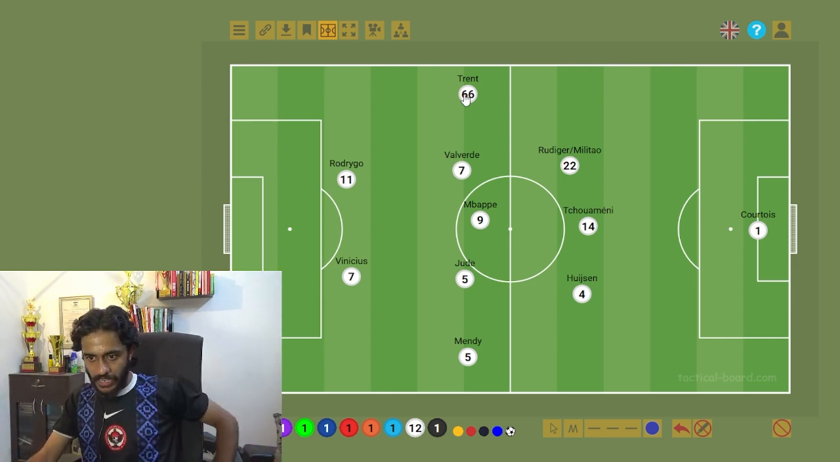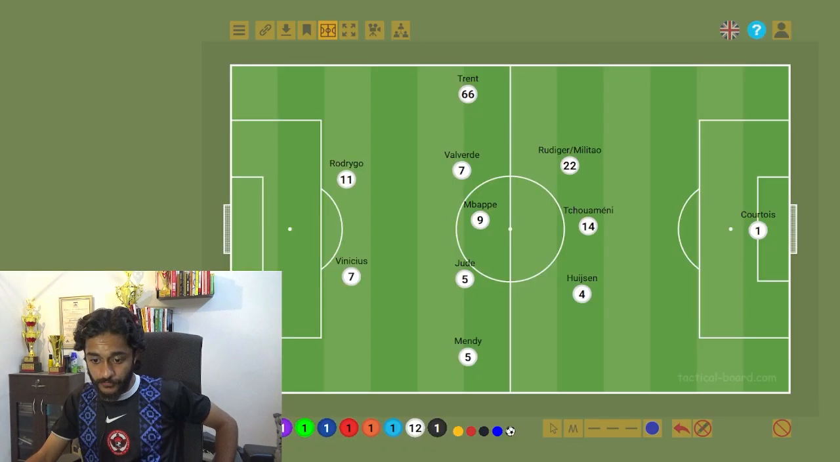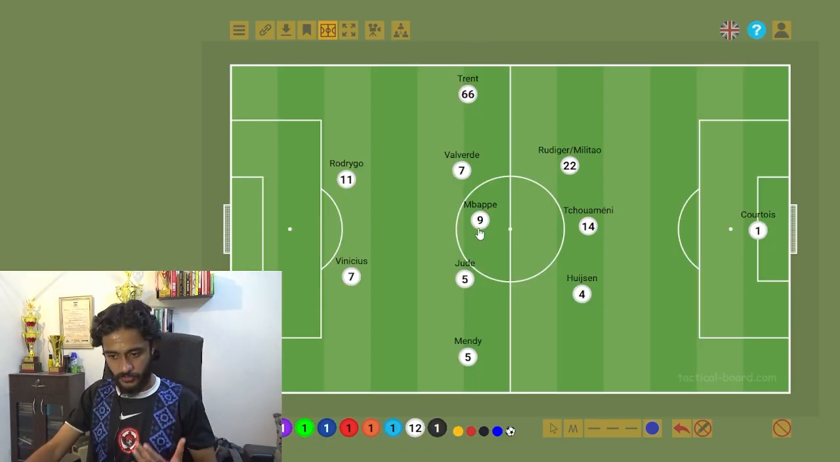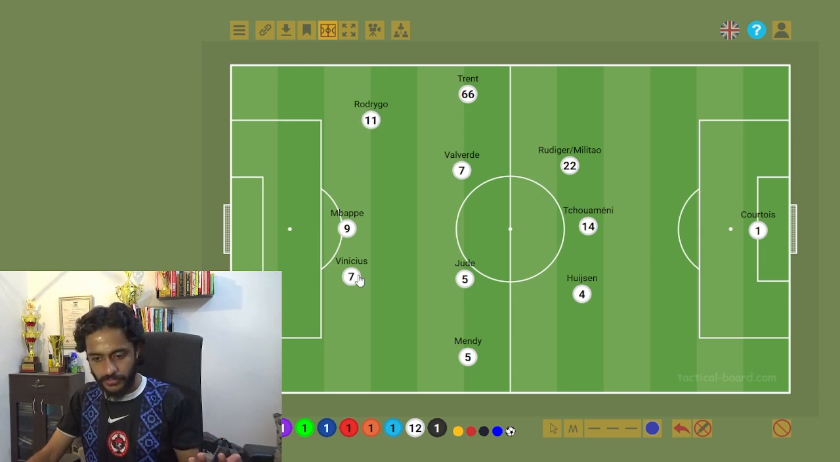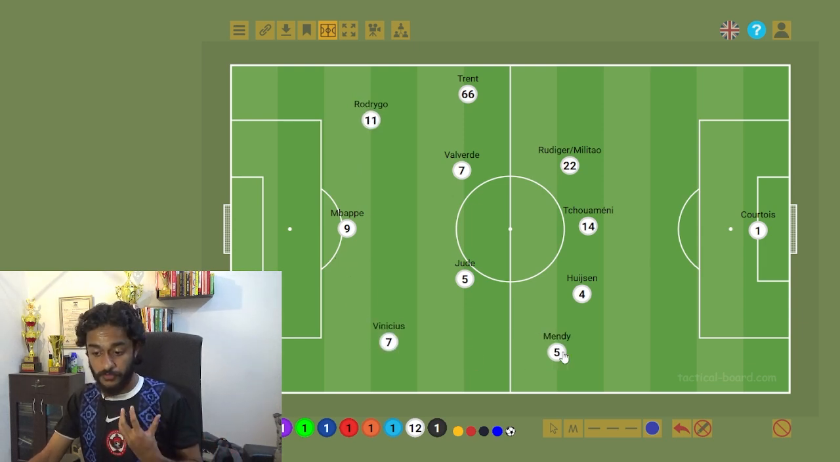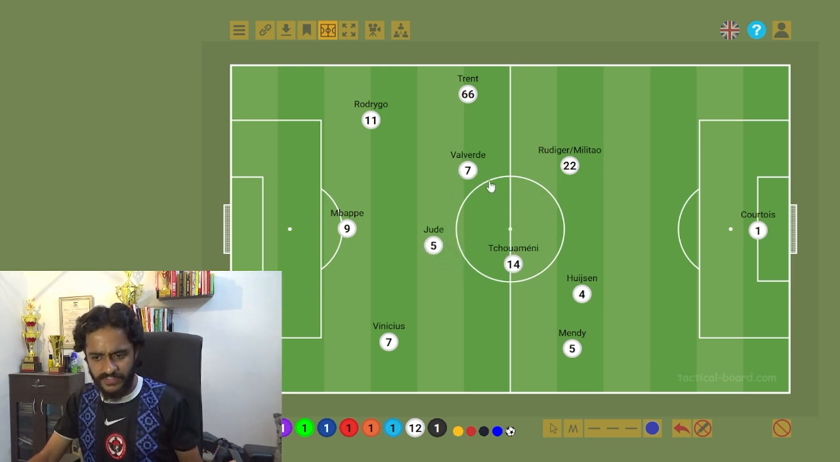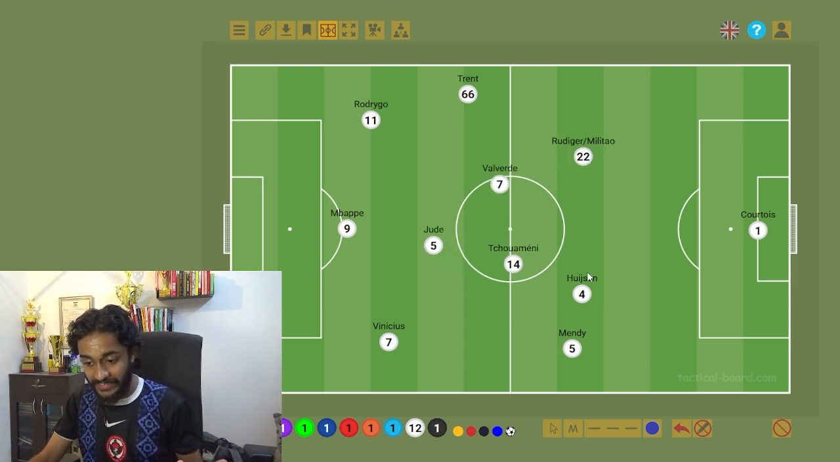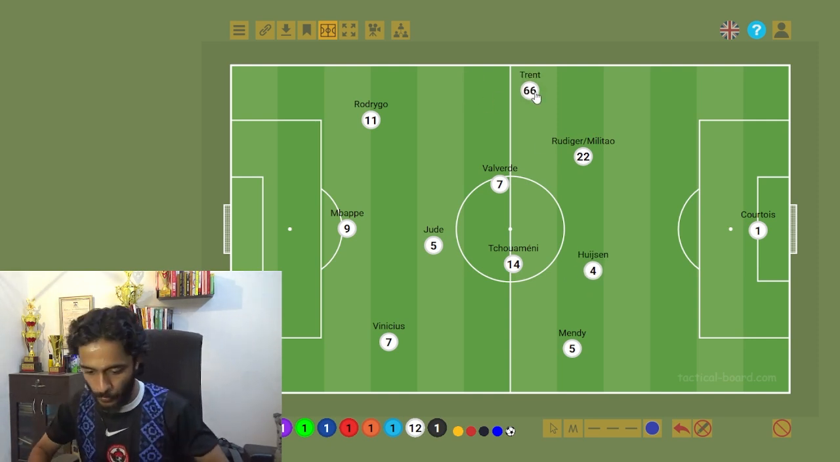Now, I want to come back to the next point, which is what is the best role and approach to consistently get the best out of Trent? Now, this role that I've decided is, of course, based on my analysis. I have taken all the context into consideration that was available to me, and then I have come up with a tactic, you can say, or an approach that actually allows Real Madrid and Xabi Alonso to get the best out of Trent.